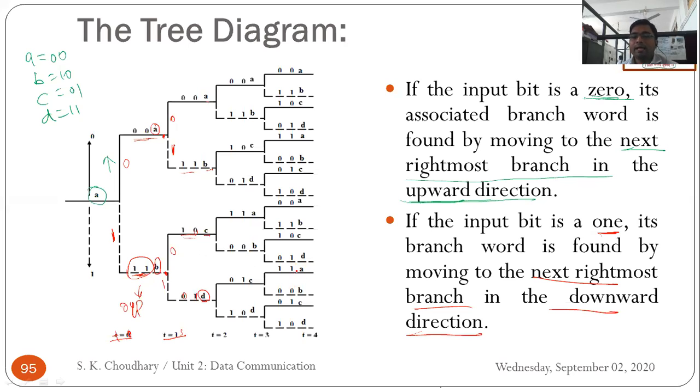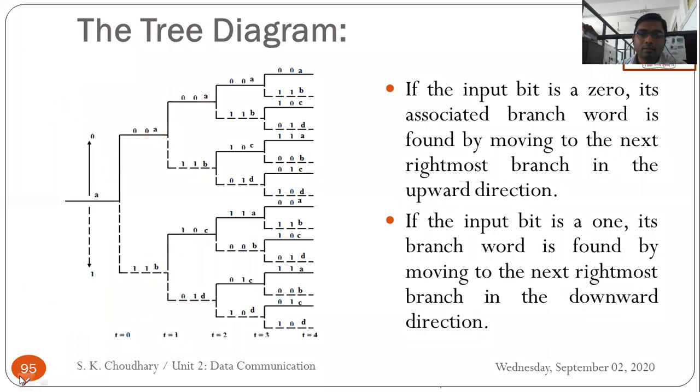In a similar fashion, at every time instant, each branch is responsible for generating two sub-branches. So at t equal to 0, from 1 to 2 branches we have generated. At t equal to 1, from 2 to 4 branches. At t equal to 2, from 4 to 8 branches. At t equal to 3, 8 to 16 branches. At t equal to 4, 16 to 32 branches. So in this way, we are increasing the number of branches as time passes or time is advancing.